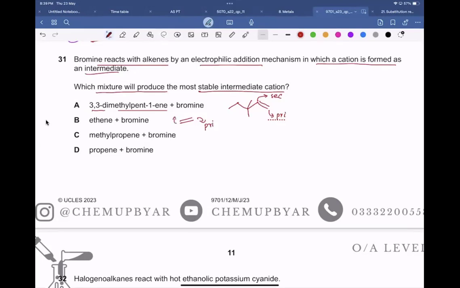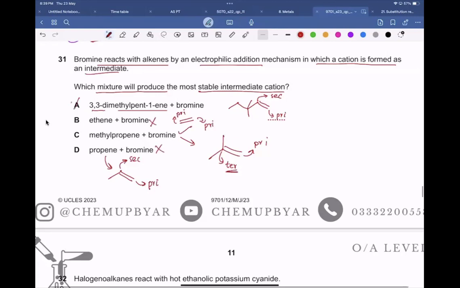Okay, see. Propene. This carbon is going to form a secondary carbocation, and this carbon is going to form a primary carbocation. So see, in this we are getting tertiary, which is the most stable one. So A, B, and D go wrong, and C is the correct answer. Is this clear to all of you?